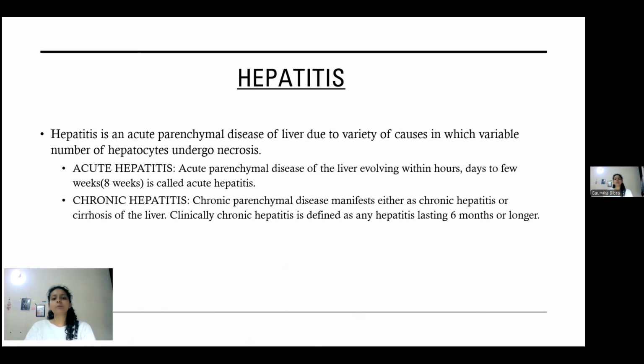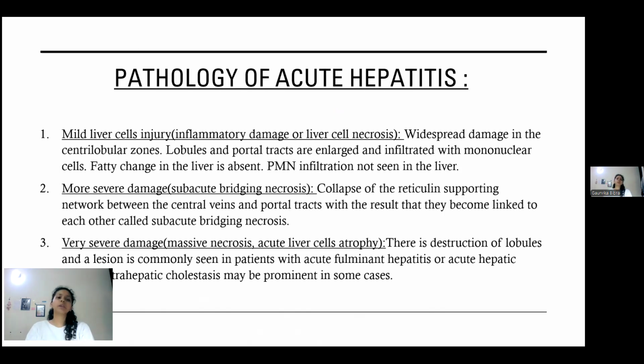Hepatitis: it is an acute parenchymal disease of the liver due to a variety of causes, in which a variable number of hepatocytes undergo necrosis. Two types: acute and chronic. In acute, it is a disease of the liver evolving within hours, days to few weeks, up to 8 weeks, and is called acute hepatitis, whereas chronic parenchymal disease manifests either as chronic hepatitis or cirrhosis of the liver. Clinically, chronic hepatitis is defined as any hepatitis lasting 6 months or longer.